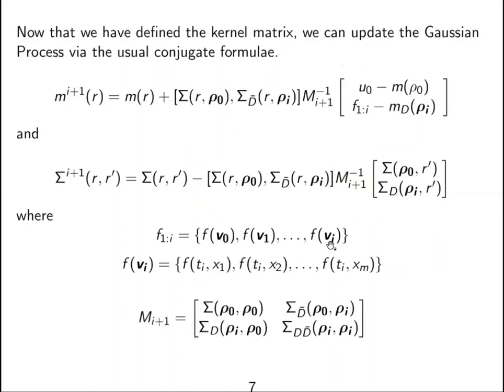So now we've defined the kernel matrix, we can update the Gaussian process via the usual conjugate formula. So here M is meant to be the mean of the Gaussian process.